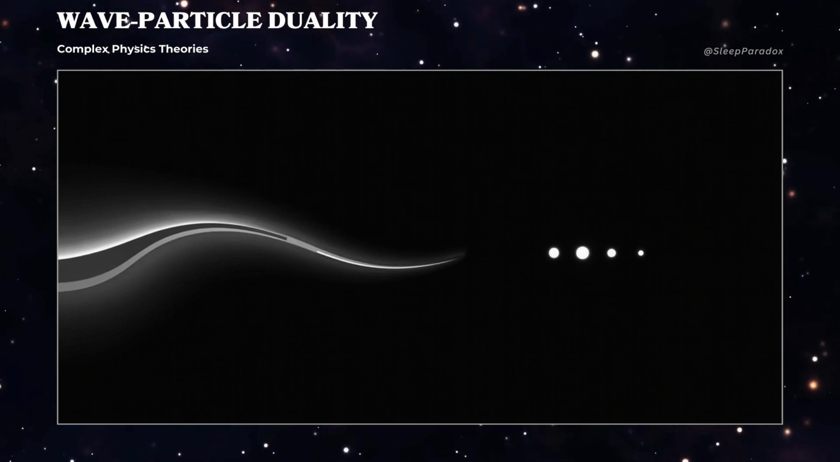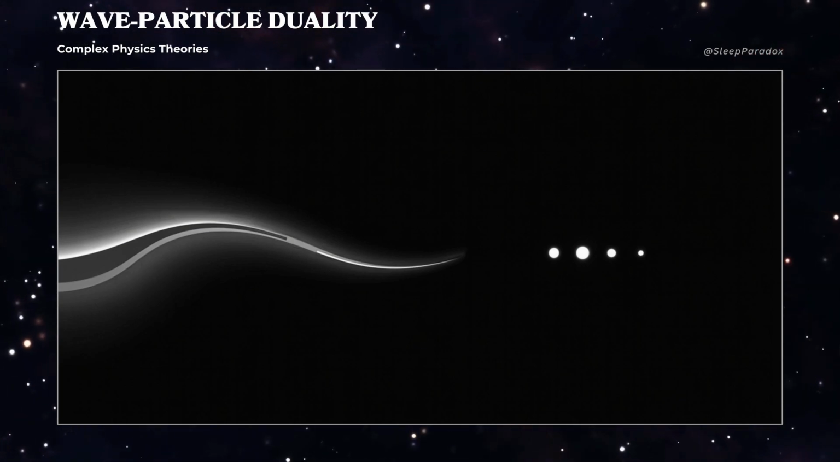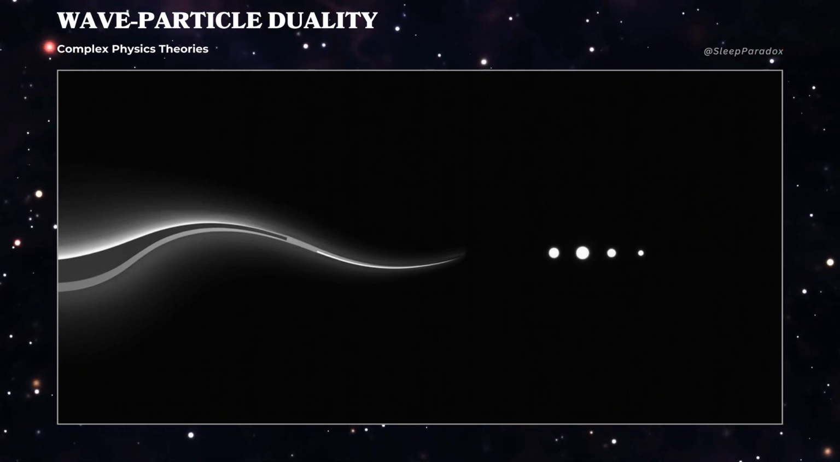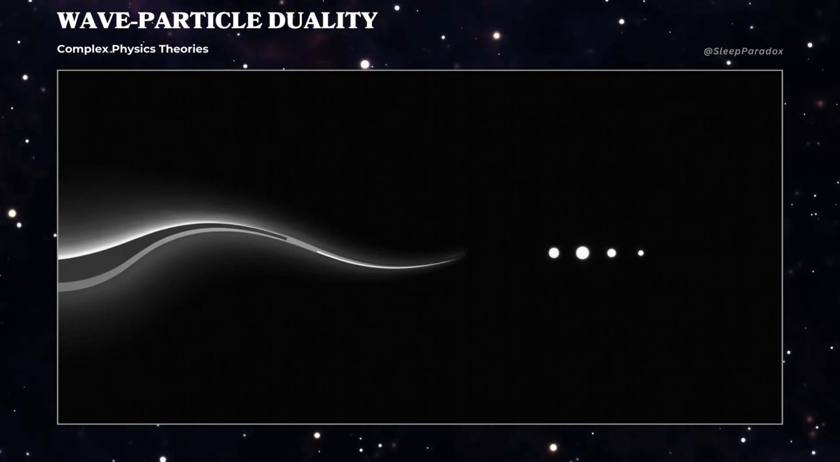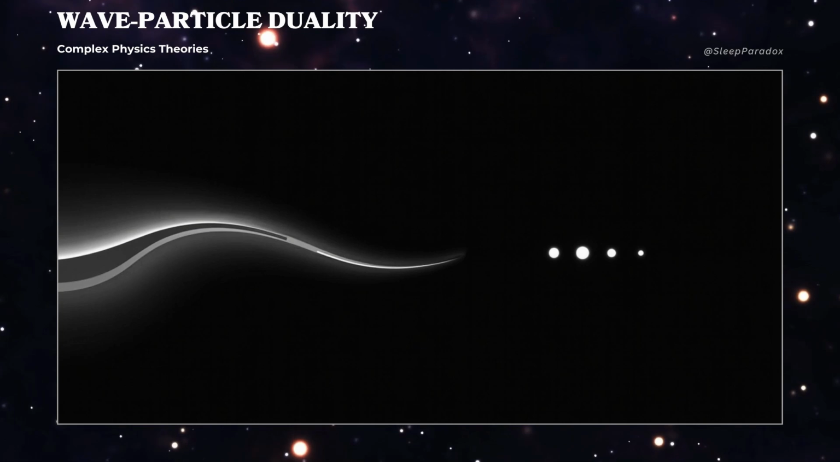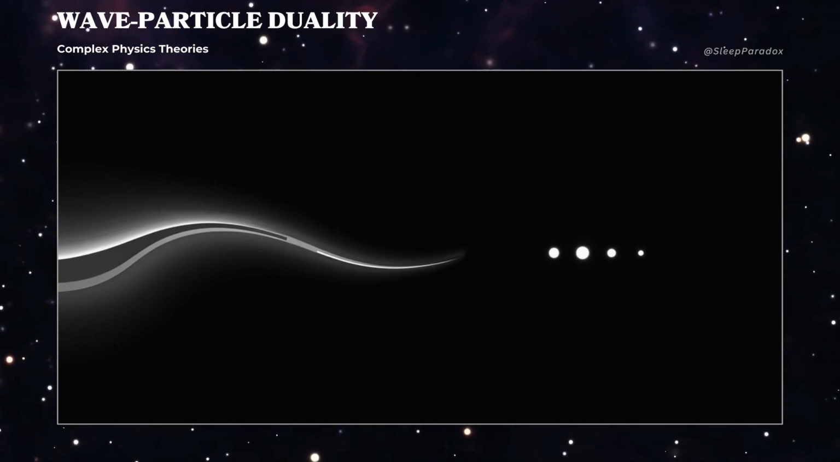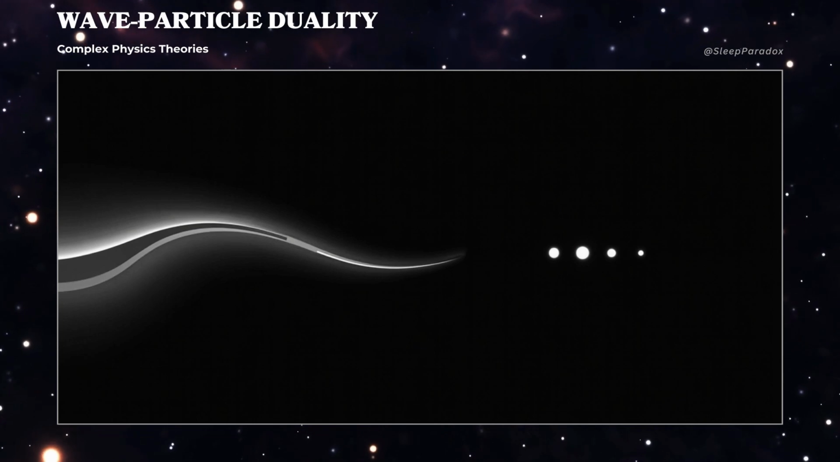At the quantum level, particles, like photons, electrons, and even larger atoms, can behave like waves, spreading out, interfering, diffracting, and also behave like particles, appearing in specific places at specific times. The behavior depends on how the system is observed.